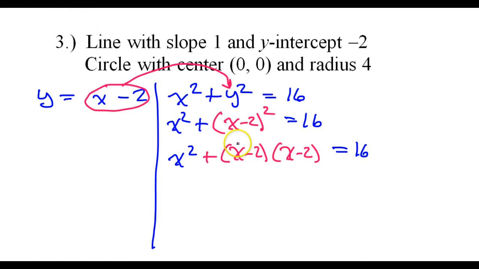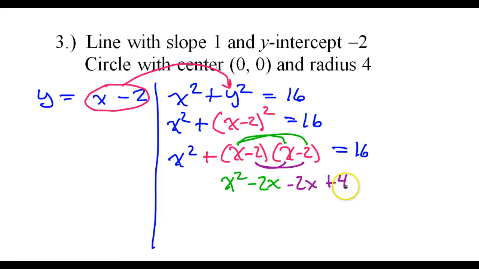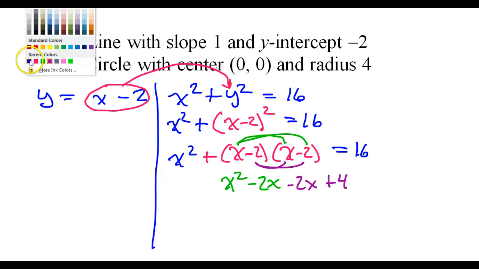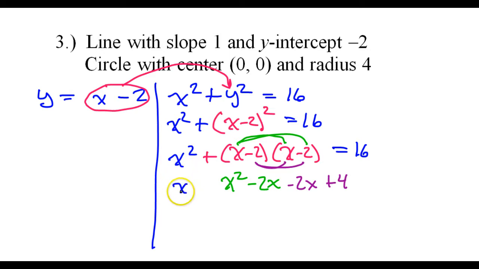So then this double distributive property is about to happen. I'm going to wind up doing x times x and x times negative 2. So that's going to give me x squared and negative 2x. But then I'm going to distribute these. So negative 2 times x is another negative 2x. Negative 2 times negative 2 is positive 4. So I'm bringing this down, so that's x squared plus all of that, equals 16.